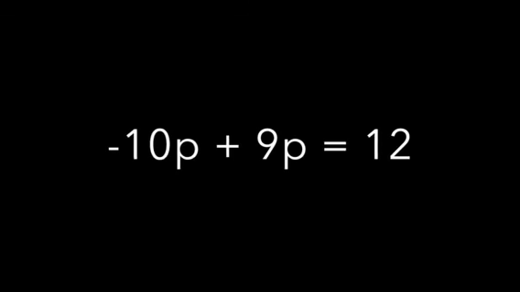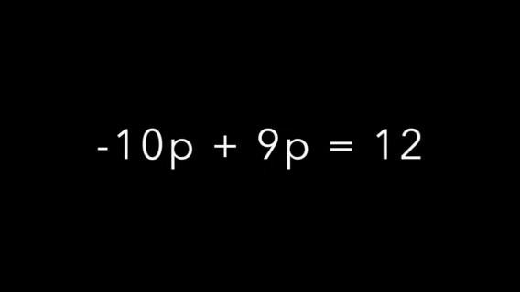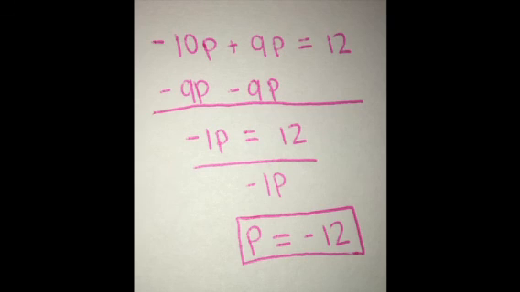Now you're going to try this problem on your own. So the problem is negative 10p plus 9p equals 12. So the answer you should have gotten was p equals negative 12.